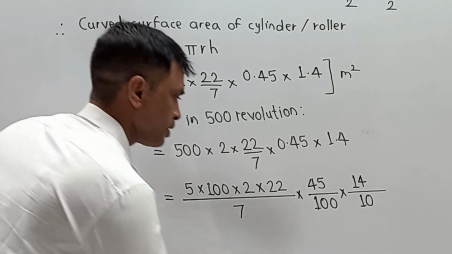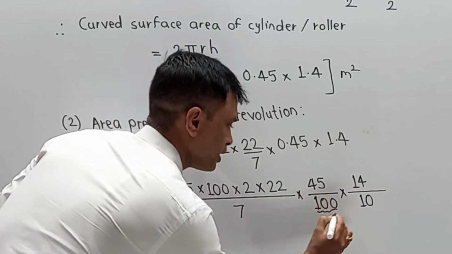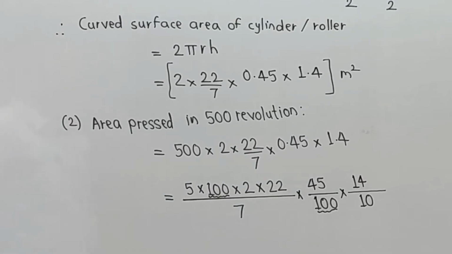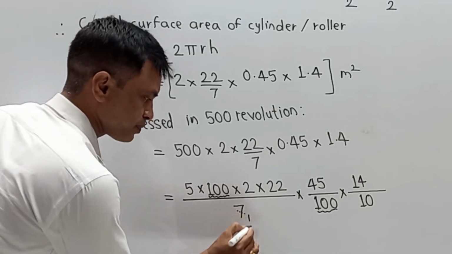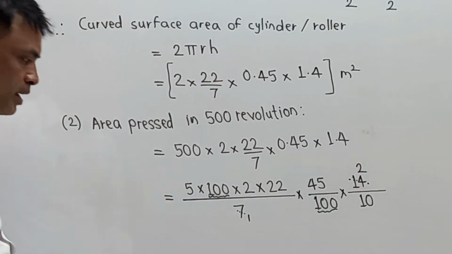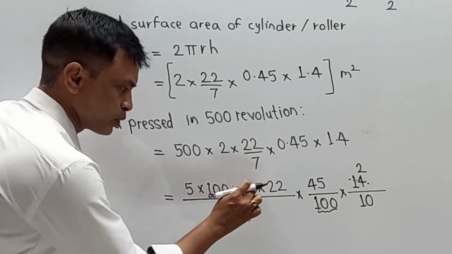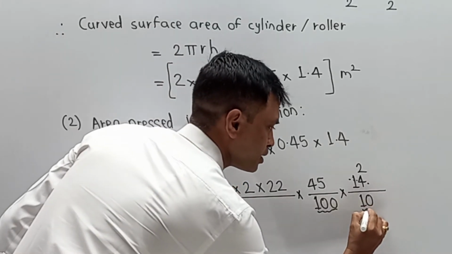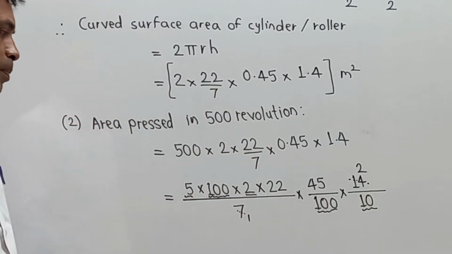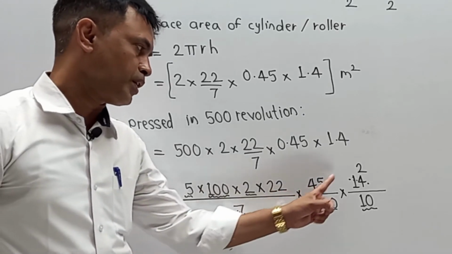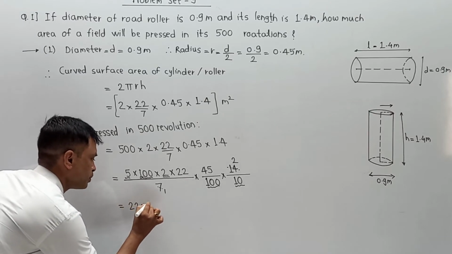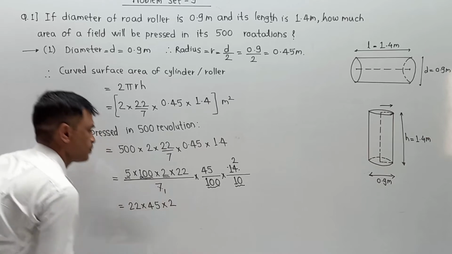Step 1, first the direct numbers. 100 gets cancelled with 100, that is our first advantage over here. Next, 7 ones are 7, 7 twos are 14, so this part gets cancelled. Next, from the numerator 5 into 2, that is 10, and the denominator 10, so 10 and 10 get cancelled. Now the simple part remains, that is 22 into 45 into 2.